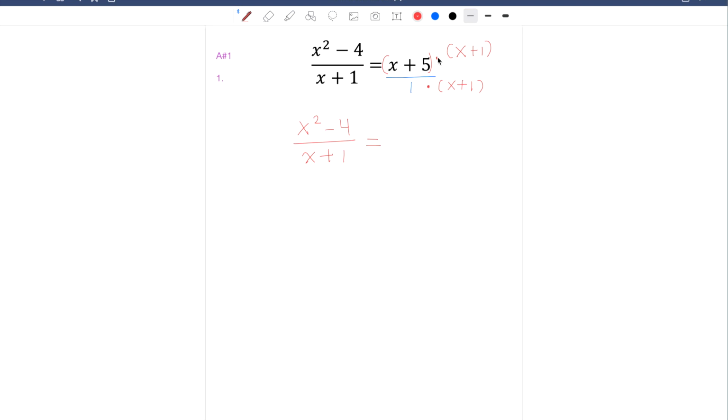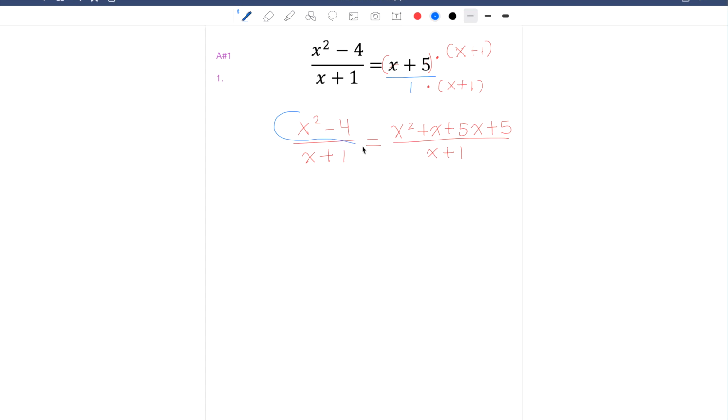binomials that are being multiplied. So this is when you have to use the FOIL or the distributive method. x times x is x squared. x times 1 is positive 1x. 5 times x is positive 5x. 5 times 1 is positive 5. For the denominator, 1 times x plus 1 is just x plus 1. Now I have common denominators.